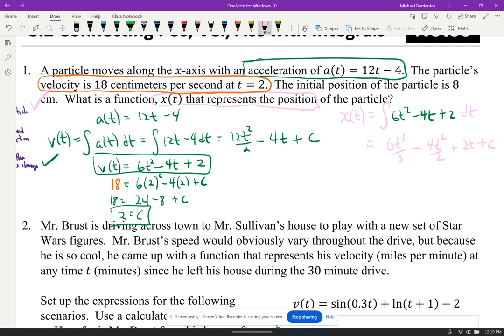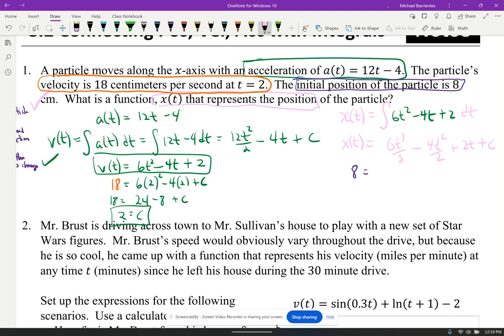So here I have my position function. But again, it's a generic position function because I don't know what the c value is. However, I do know another piece of information that they so very nicely gave me. They told me the initial position of the particle is 8 centimeters. So I know the position is 8 when, well, when is this? If it's the initial position, that means time is equal to 0.